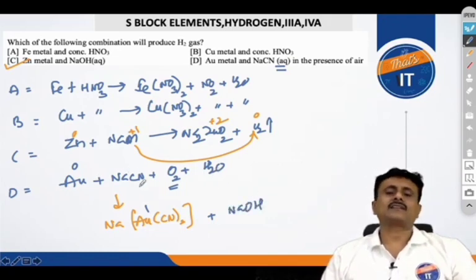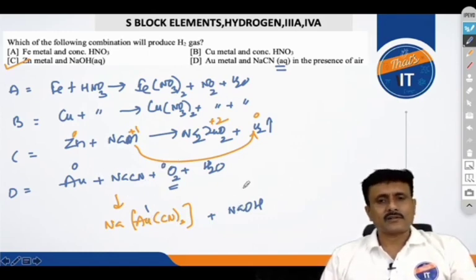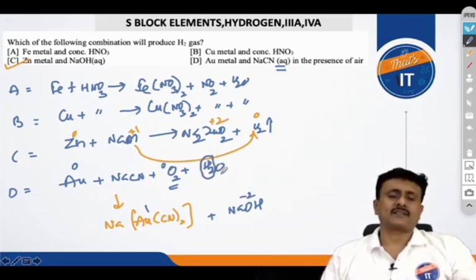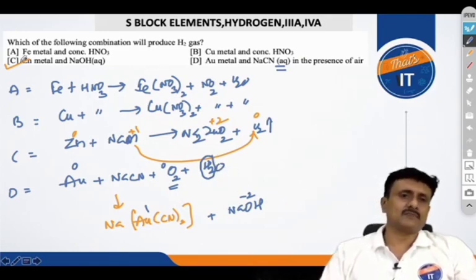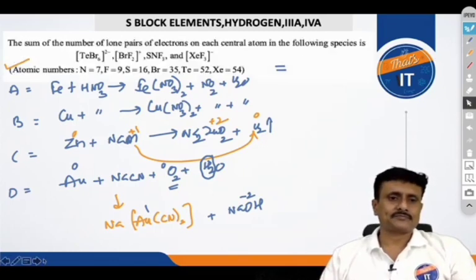So you can see how to make sure that you got hydrogen gas or not. Gold got oxidized and oxygen got reduced. That's all, right? There is no point that hydrogen will be reduced from water, right? There is no point that you will be getting H2 gas over here. So there is only one option which is matching this question, that is option C.